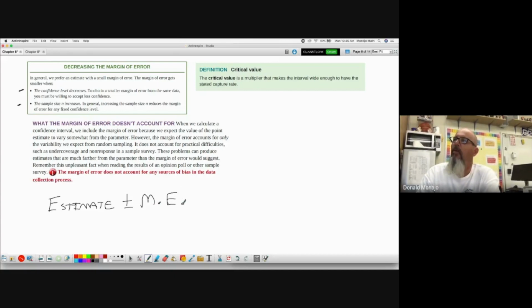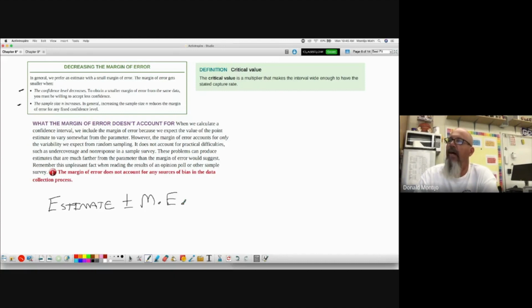Well, what is the margin of error? Where do we get that? Where does it come from? How do we know what the margin of error is? Well, we've looked at the estimate and where that comes from. The estimate's either X bar or P hat. Okay?